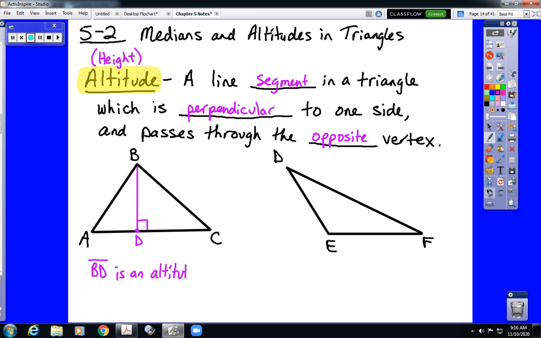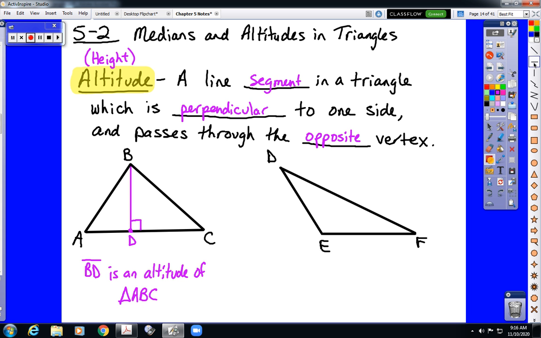Help if I could spell, probably. Altitude of triangle ABC. Now, there are three sides in a triangle, so there are three altitudes. Okay? Those altitudes don't always exist inside of the triangle. Sometimes they actually exist outside of a triangle.